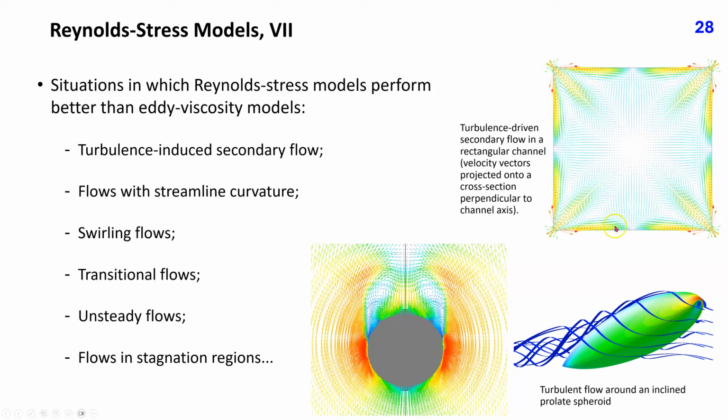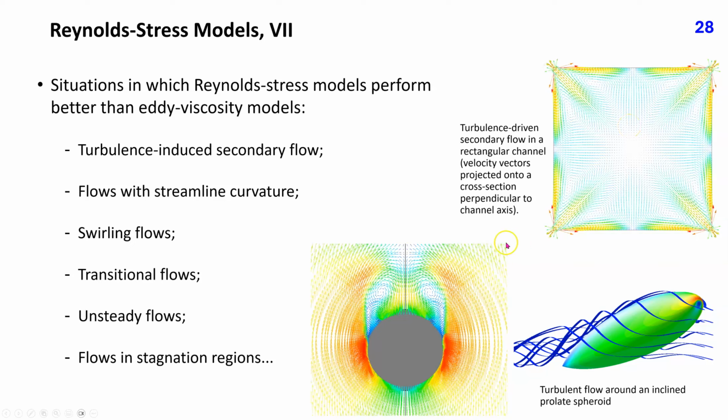This plot shows turbulence-driven secondary flow in a rectangular channel. Eddy-viscosity type models cannot predict this type of flow. Velocity vectors are projected onto a cross-section perpendicular to the channel axis. Fluid is driven by turbulence into corners and then moves along walls towards the symmetry plane. Similar patterns result in other non-circular flow channels.